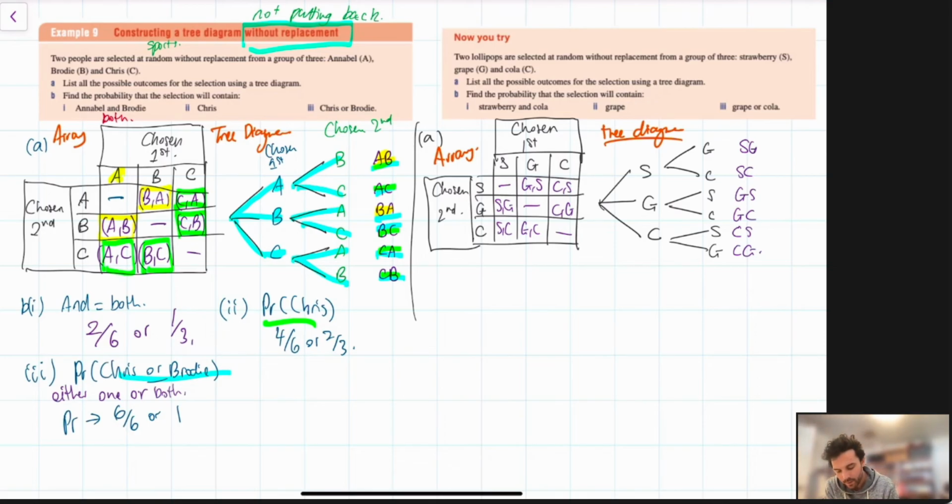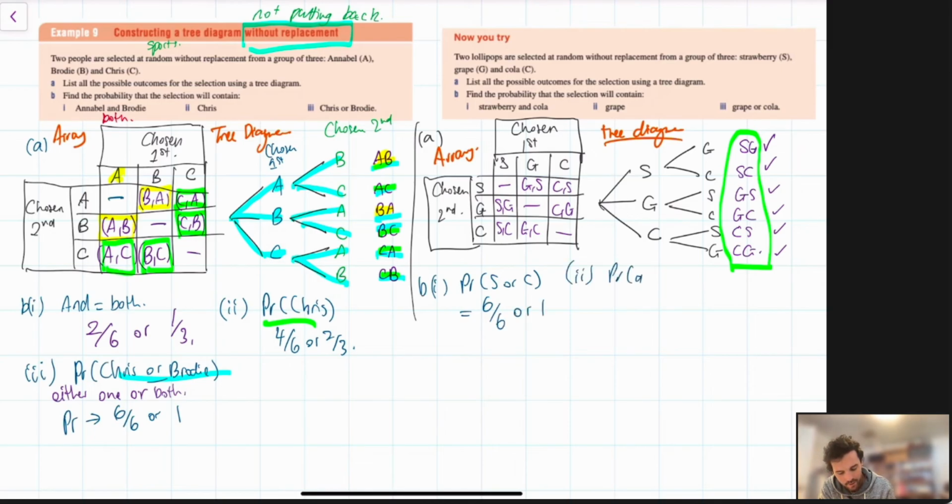We're next going to find the probabilities. Find the probability that will contain strawberry or cola. Now this one here, it's either strawberry or cola, so we're looking at all possible situations that have a strawberry or cola. Now I'm going to look down this list over here, which I'm going to highlight in green, and just tick off all the ones that have either a strawberry or a cola. Yes, yes, yes, yes, yes, yes. So we can see that the answer here is going to be 6 out of 6 or 1.